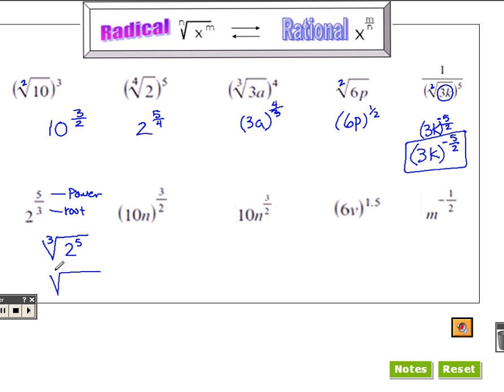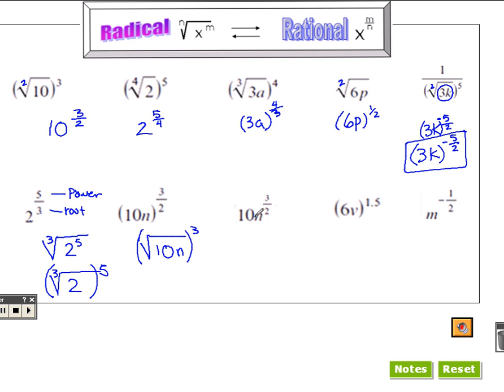Another way of writing it that means the same exact thing would be like this. This whole quantity to the 5th power. Either of those is acceptable. So again, this whole quantity, let's just try a couple. 10n. It's a square root, right? That's my root. Square root to the 3rd power. I'm going to put this whole thing in parentheses. To the 3rd power. All right.